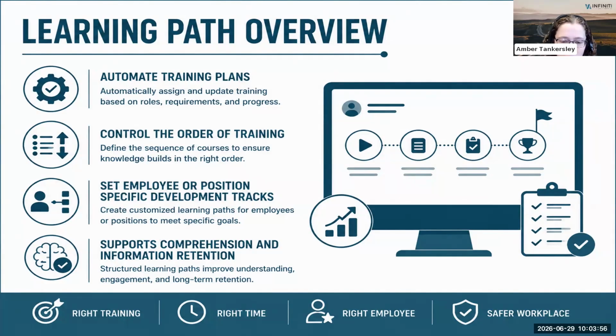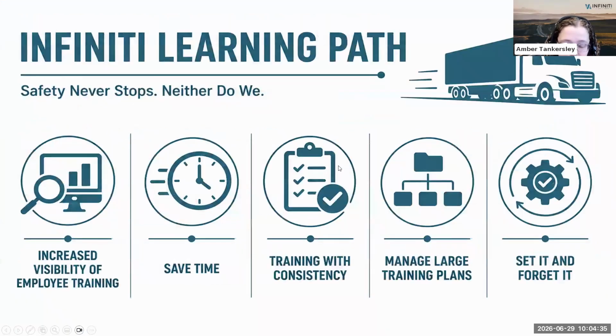You can create customized learning paths for employees or positions to meet specific goals, whether that's a new hire coming through and doing orientation training, or an employee moving from one position to another. It allows you to create a structured development track for them. It supports comprehension and information retention. Structured learning paths improve understanding, engagement, and long-term retention. It's the right training at the right time to the right employee, which in turn equals a safer workplace. So that's the overview of Learning Path and what it does in the system.